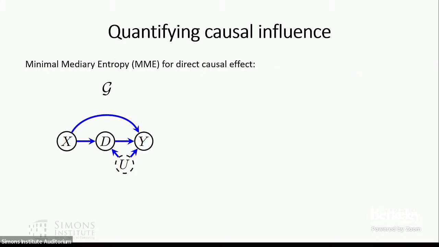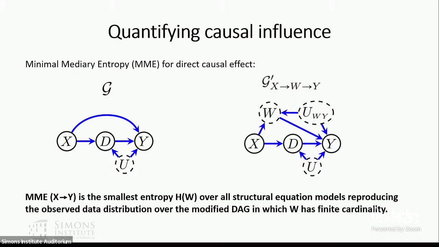Okay, we called it minimal mediary entropy, MME, and it works as follows. Let's say that we are interested in the strength of this arrow, so the directed causal effect of X on Y, and we know that we have this DAG. Now, what we need to do is introduce 2 additional latent variables, W and U, such that W mediates the whole causal effect along this path, okay? So instead of having this one edge here, now we have that W mediates the causal effect of X on Y. And of course, we can always allow for this hidden common cause for W and Y because it won't change the structure overall.